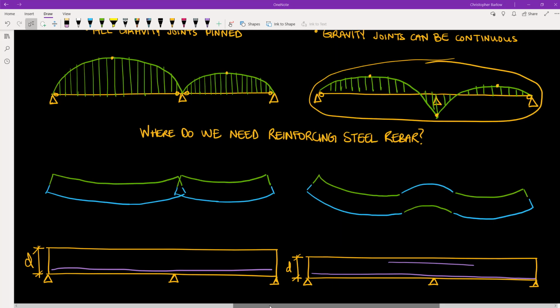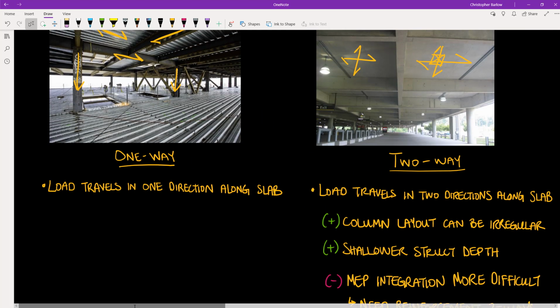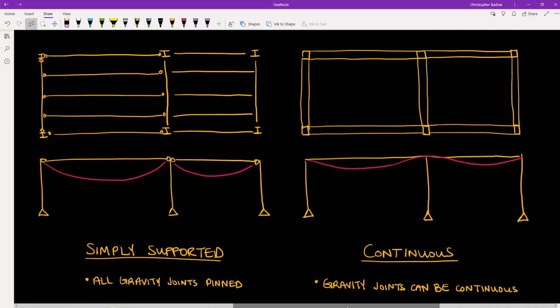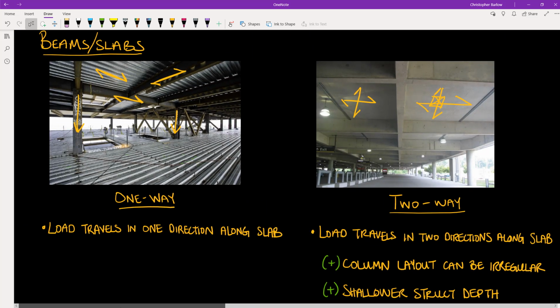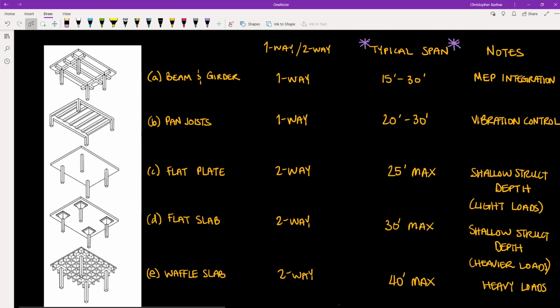So, now that we hopefully understand two-way systems versus one-way systems, and simply supported conditions versus continuous conditions, let's talk about the various concrete gravity systems. With concrete gravity systems, we have 5 basic types. We have the beam and girder system, which is essentially a steel system but done in concrete. It is one way, and it has a typical span from 15 to 30 feet.